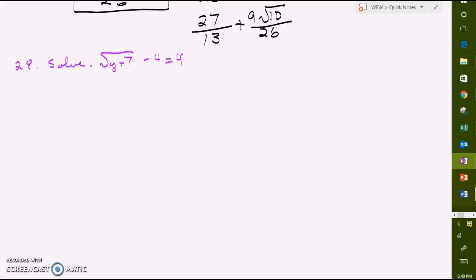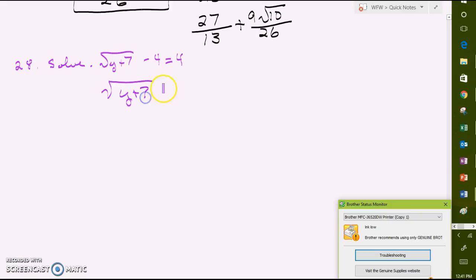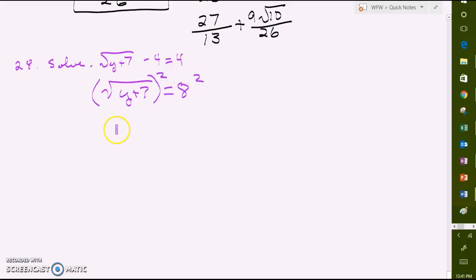In number 28, we're going to solve a radical equation, and in order to do so, we have to get the radical on one side and numbers on the other so that we can square both sides. So let's add 4 to both sides, leaving us with the square root of y plus 7 equals 8. And now we can square both sides, and we have y plus 7 equals 64.